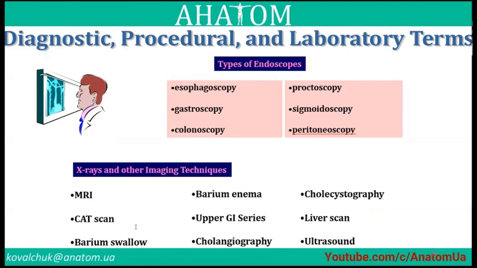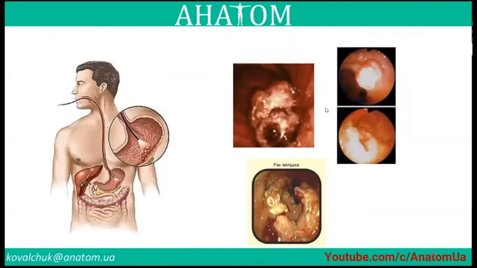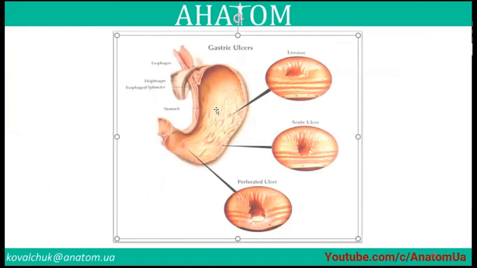MRI, CAT scan, barium swallow, upper gastrointestinal series, cholecystography, liver scan, ultrasound, and others. What can be found, what structure may present with a problem in the stomach? First of all, it may present erosion. Erosive disorders, when there's inflammation of the mucous membrane, is gastritis. Inflammation of mucous membrane.